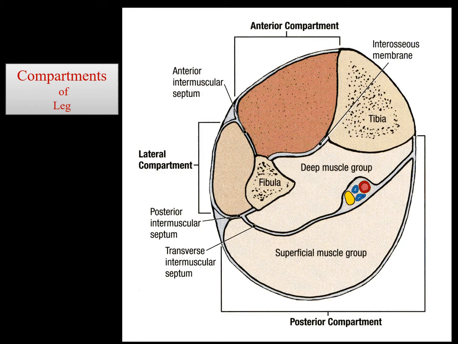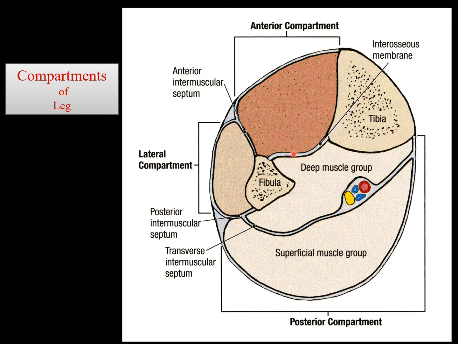So we start with the compartments of the leg. Already you have talked about the anterior and lateral compartment. So this is the transverse section of the leg, which is showing the anterior compartment, lateral compartment and posterior compartment. Now there are two bones, as we already know. The medial bone is the tibia and the lateral bone is the fibula, and these two bones are connected together by a fibrous tissue which is known as the interosseous membrane.